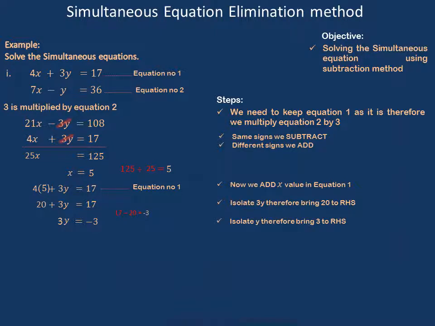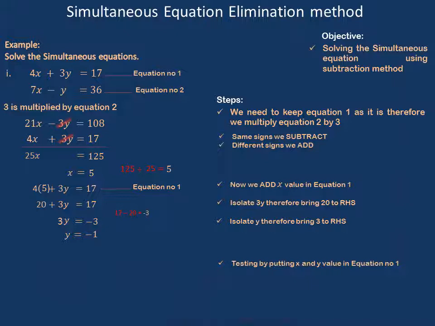Now we've got 3 on the left hand side still attached with y, so we're going to bring it to the right hand side. So remember, before bringing it over, 3 is multiplying with y, so it's going to be dividing on the right hand side. Once you divide it on the right hand side, it's going to be y is equal to minus 1.